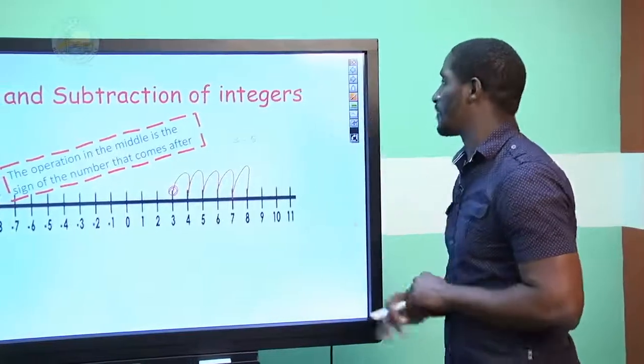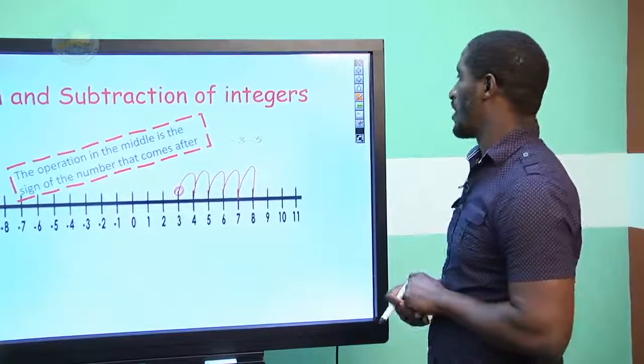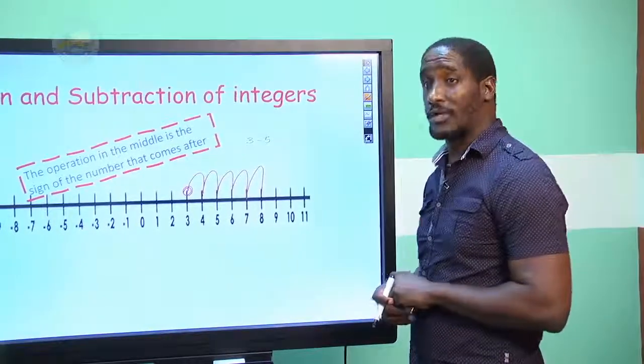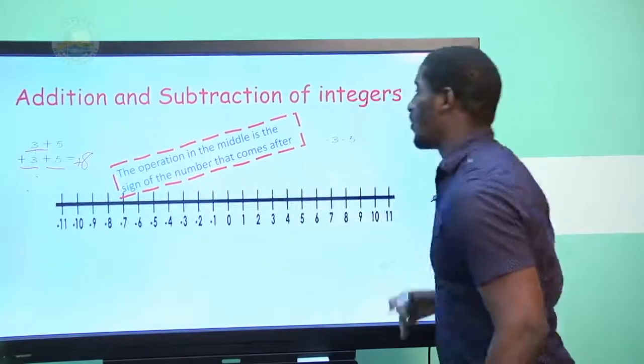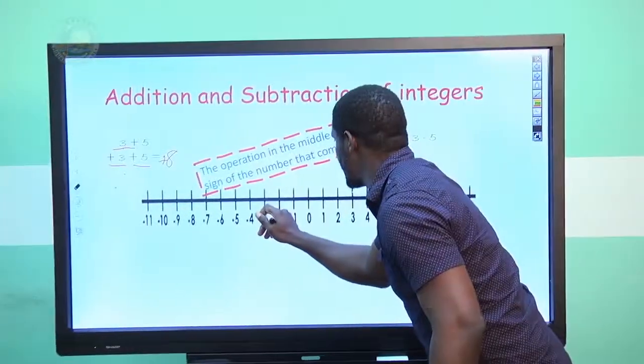Let's look here again. What about this one? Negative 3 subtracted 5. For negative 3 subtracting 5, how do we work this? We start at negative 3.